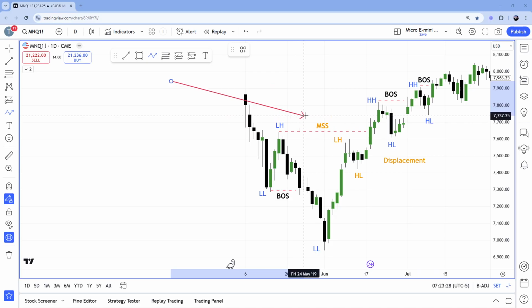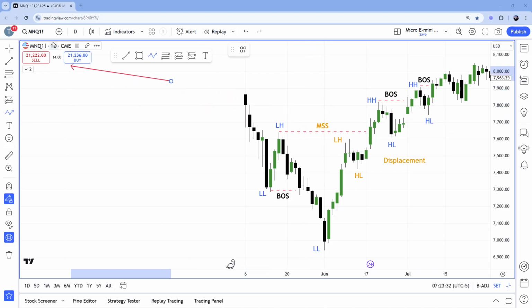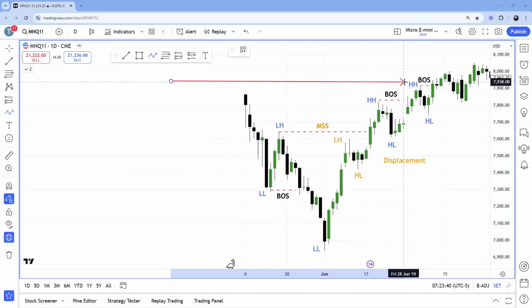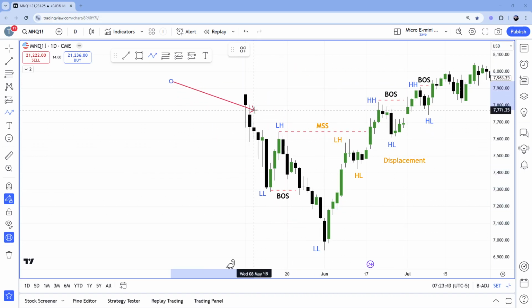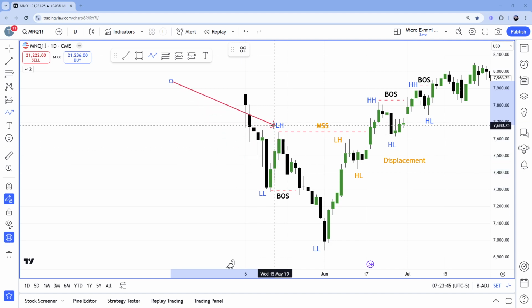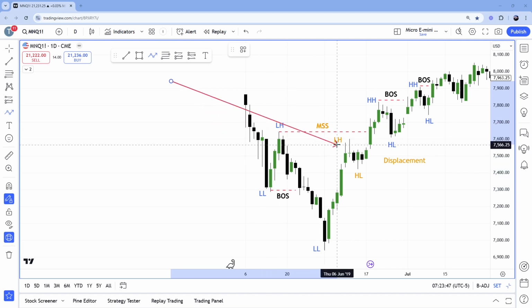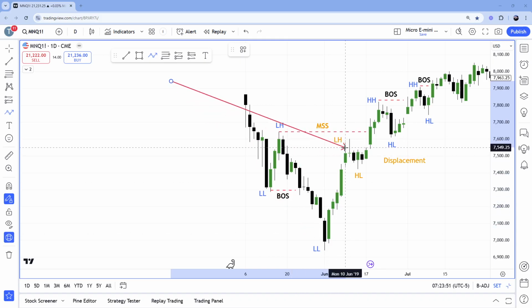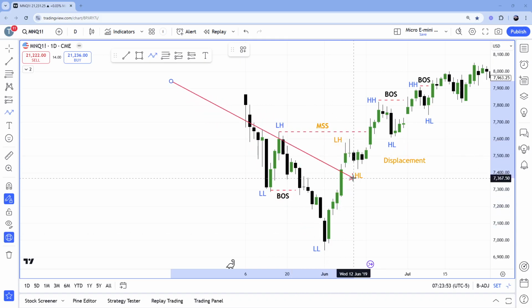Okay, so this is another example for a market structure shift. We are in the daily chart of micro E-mini NASDAQ index futures. So this market structure shift converts this bearish trend into a bullish trend. So here you can see it's bearish because it's making lower highs and lower lows. And after this lower high, it's not making a lower low. Instead of that, it has made a higher low.